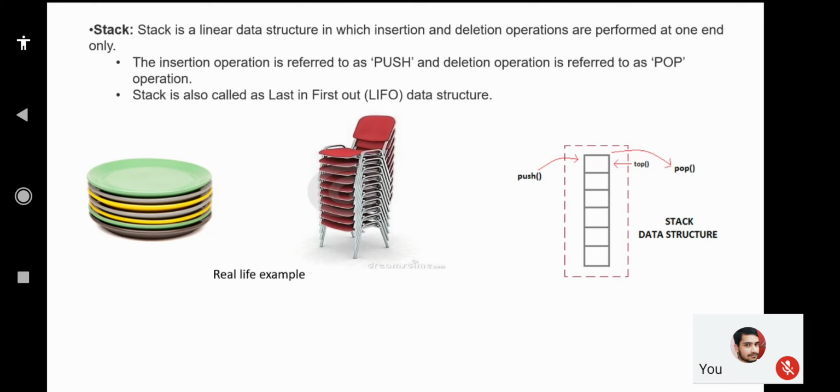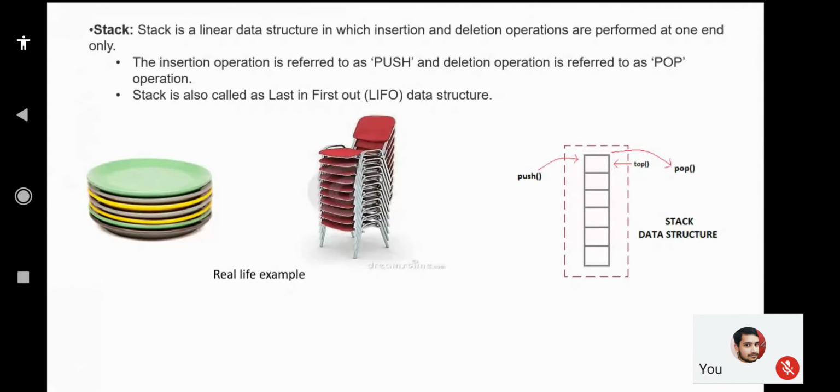So stack is called last in first out because the element that comes last into the stack will pop first. Is this clear? Why is this last in first out? The element that comes last into the stack is popped first. That's why it is last in first out, or we can say LIFO. So this is all about the basics of stack.